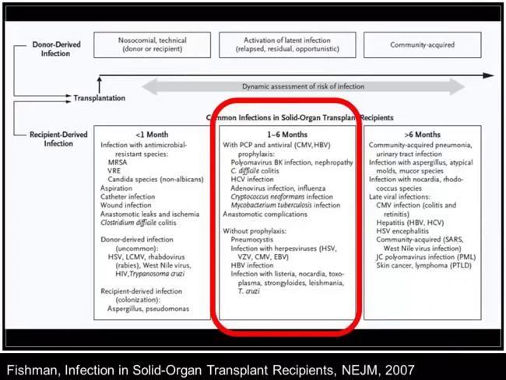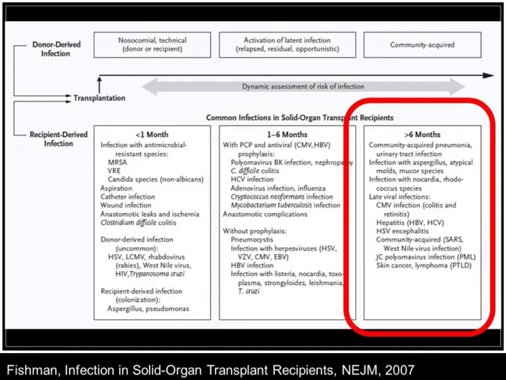This is Jay Fishman's paper talking about organ transplant. Similar idea: 1 year at risk for mold infections, and in general tends to be 1 to 4 months, not immediately. But depending on if you get in that cycle of rejection of your organ requiring more steroids, which definitely can occur, then you would be at increased risk for mold later on as well.